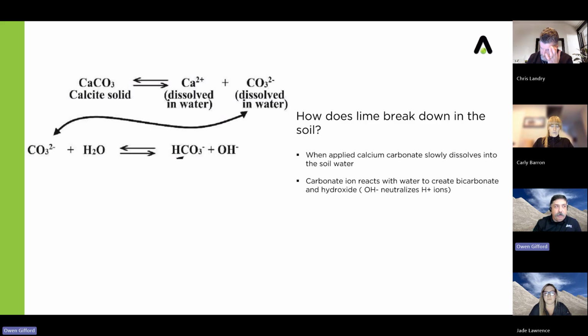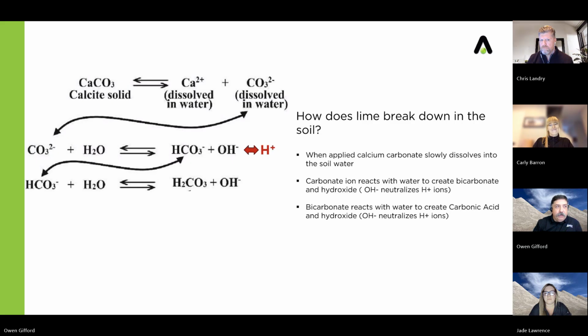But when it does, we get that free carbonate ion, which then reacts with soil water, and it's again a slow process, to create bicarbonate and a hydroxide ion. And that hydroxide is really what we're looking for, because then that hydroxide neutralizes the hydrogen ions that are in your soil. Further, that bicarbonate reacts with water again, and you make a carbonic acid, and another hydroxide is released, which again neutralizes some more H ions out of the soil.